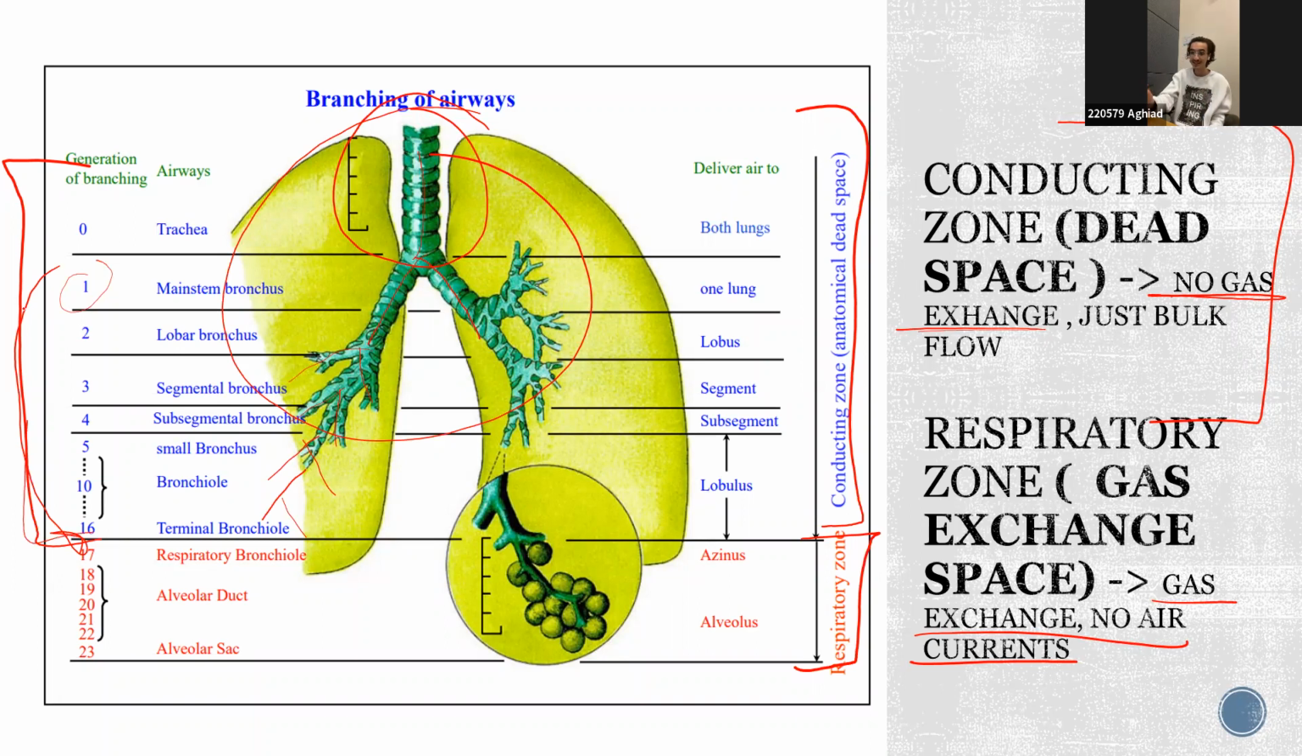But for the first 16 divisions, there's no gas exchange. It's only 17, 18, 19, 20, 21, 22, 23. So the last 7. So it's 23 divisions in total, but only gas exchange in the last 7.